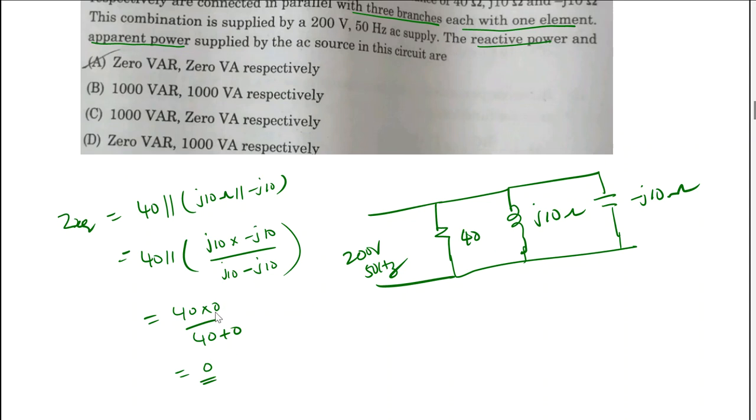So this will be infinity, open circuit. 40 plus infinity means this will be infinity. That means it will act as an open circuit. So infinity here, okay, that means it is also an open circuit. Open circuit means 0 VR and 0 VA respectively. So that will be the answer here.